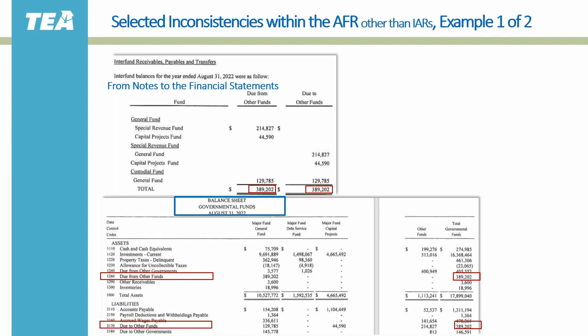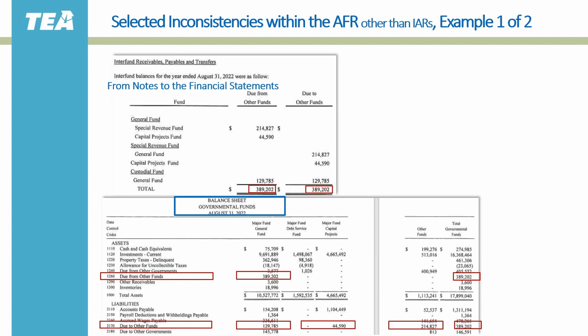389,202. According to the balance sheet, the amount of 129,785 was between the general fund and the food service fund, and the amount of 44,590 was between the general fund and the capital projects fund. The amount of 214,827 was between the general fund and other funds, also called the special revenue funds.